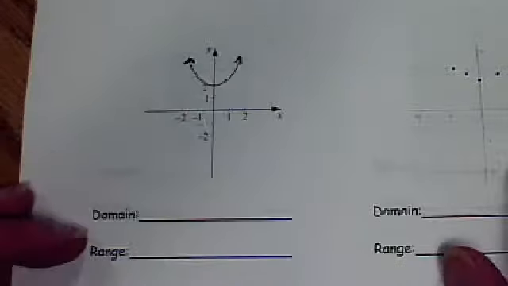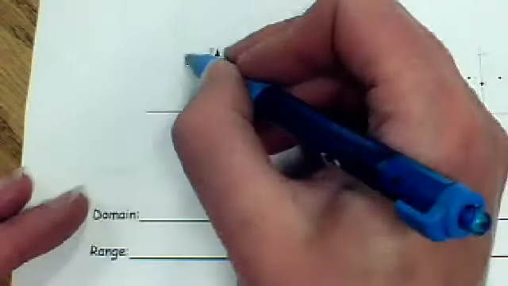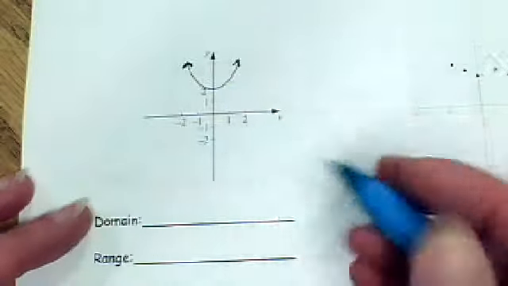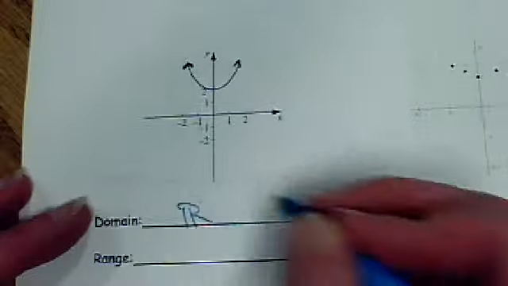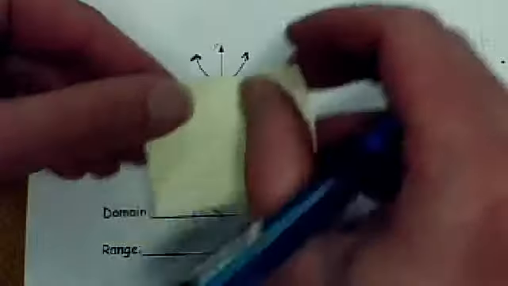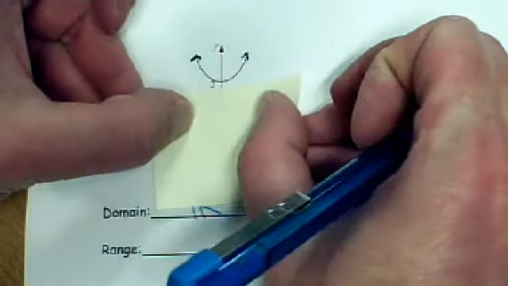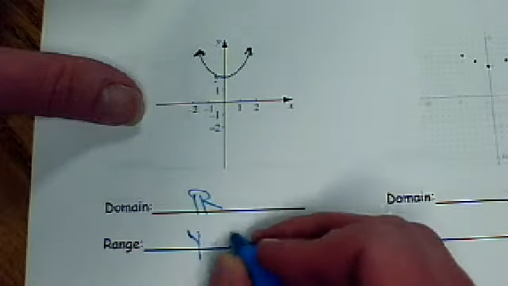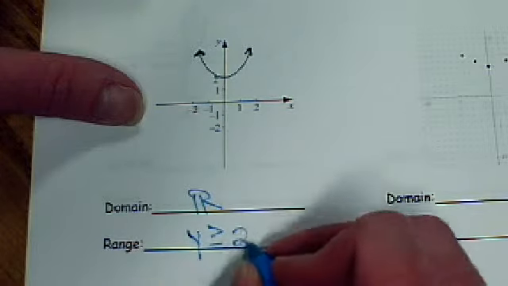The domain on this next one, the arrows imply that it keeps going and going, which would include going to the left and the right forever. So the range and the domain would be all real numbers. But for the range, there's nothing below this. So it starts right there at 2 and keeps going up and up. So that would be all the y values greater than or equal to 2.